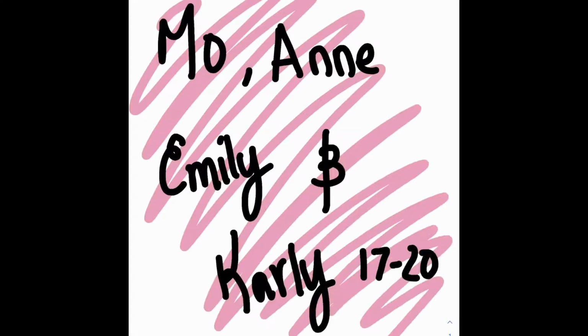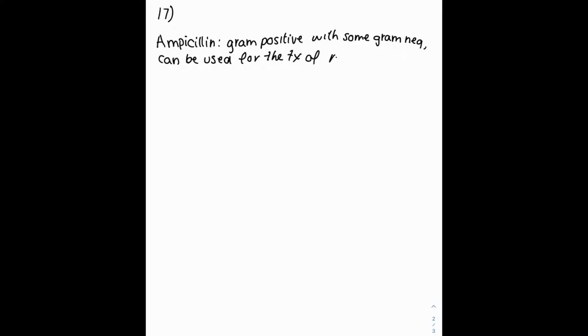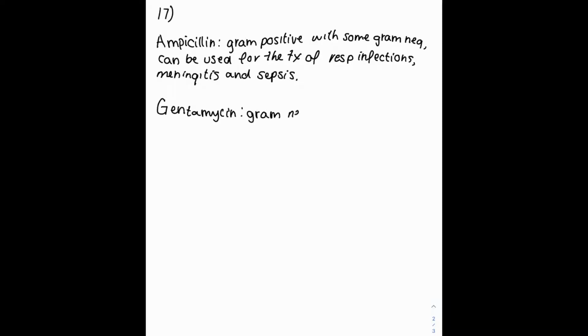Our first question is: the pediatrician orders ampicillin and gentamicin IV until blood cultures come back with the proper results. Why would he choose these antibiotics to begin with? So we know ampicillin is gram-positive with some gram-negative and can be used for the treatment of respiratory infections alongside meningitis and sepsis, while gentamicin is gram-negative. So they're both used well together in conjunction to resolve bacterial infections.